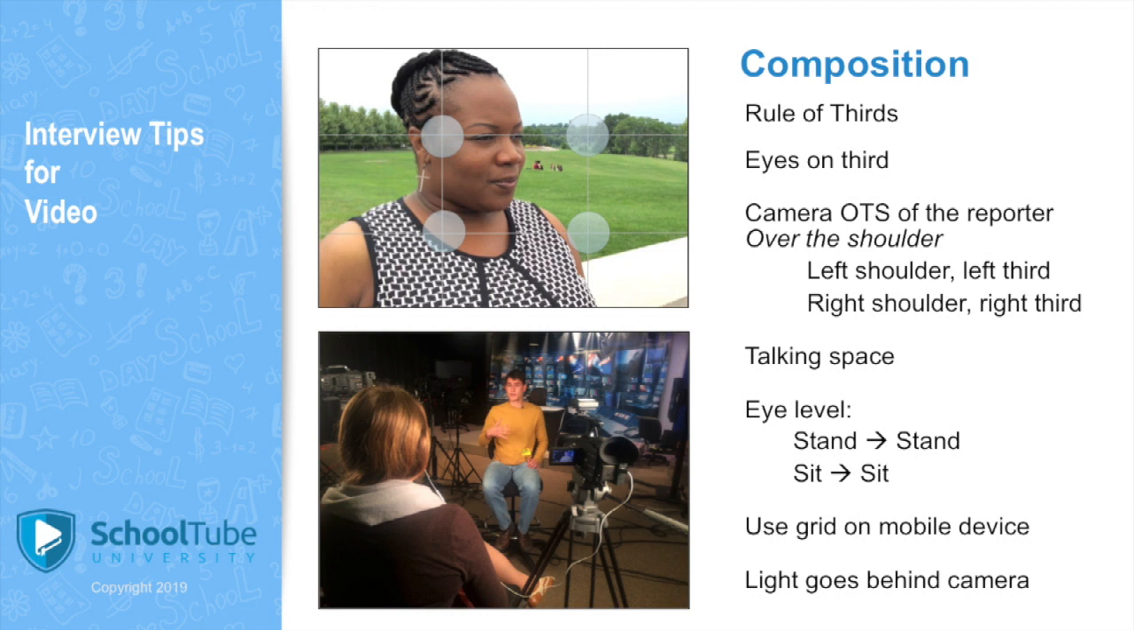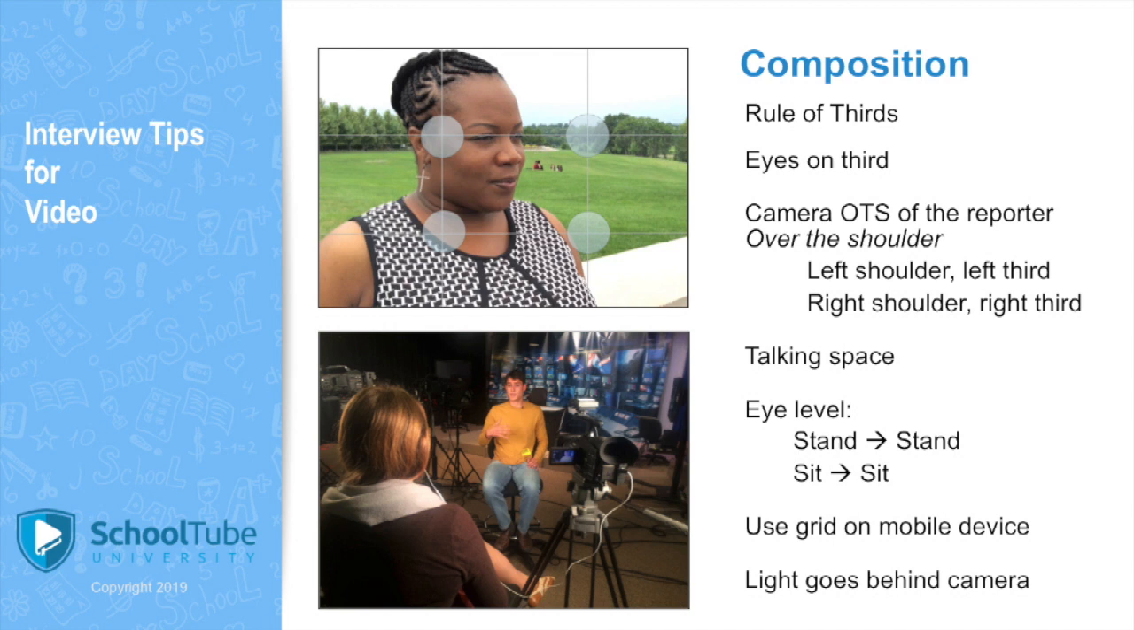For composition, we follow the rule of thirds. Much like in photography, we use the grid if we're on our phones or devices. We divide the screen up in 9 parts, trying to place our character, we call them, the person we're interviewing, on either the left vertical hash or the right vertical hash. The eyes, you notice, are on the upper horizontal third. We call that eyes on third.